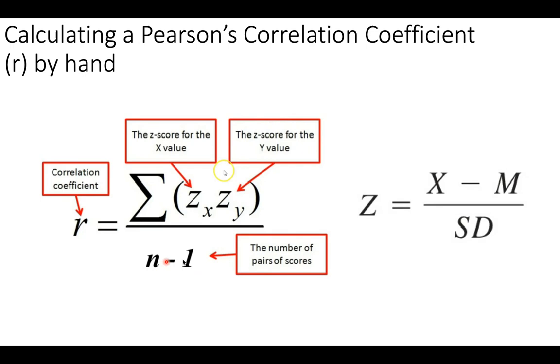So this is all very probably difficult to understand just looking at the formula. So what we're going to do is just dive right into a step-by-step example to see how these two formulas work together to produce our correlation coefficient.